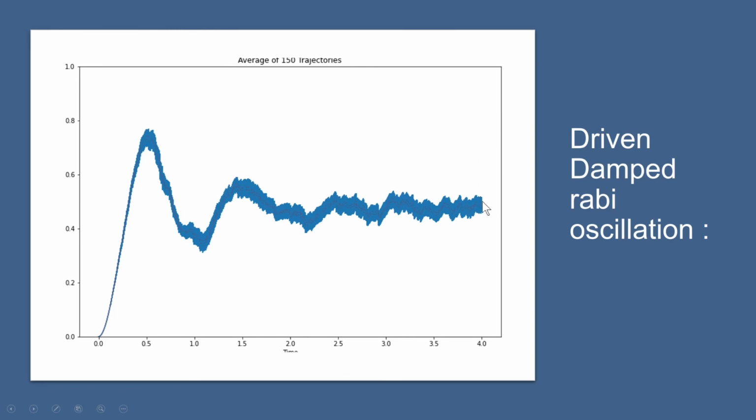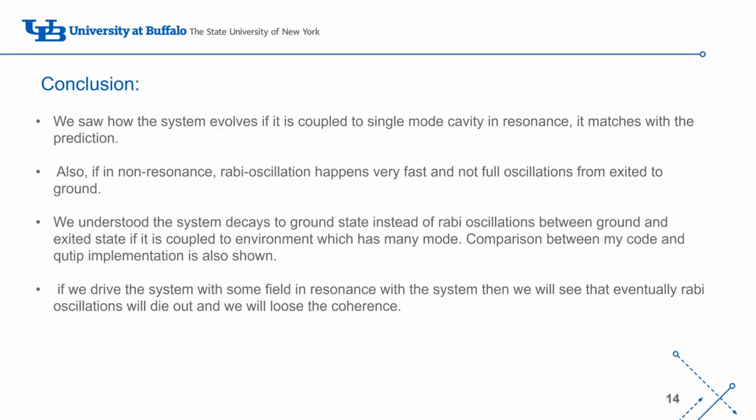This is what we normally call decoherence: we have lost this quantum phenomenon of our system, and it has become classical because we have lost the information. So that's what I have also tried to implement in my code, and this is what I'm getting. What we have seen is how the system evolves if it is coupled to a single mode cavity in resonance, and we saw that it also matches with the prediction.